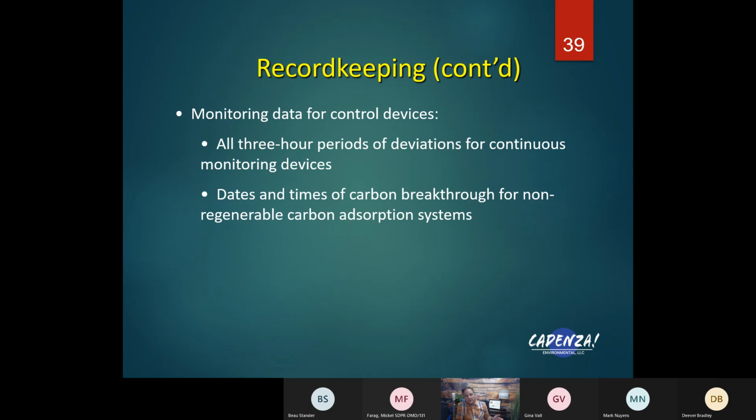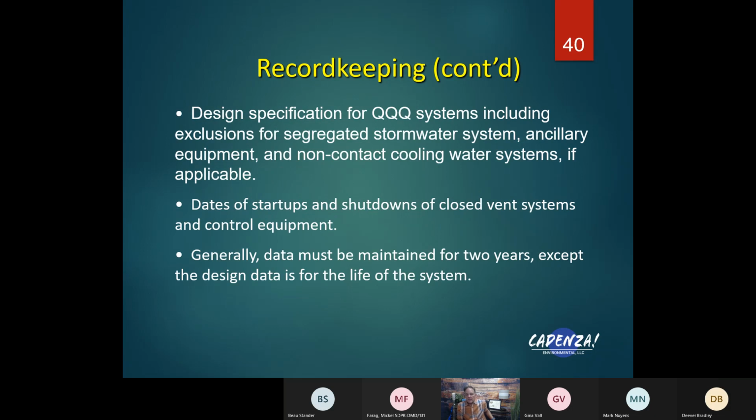Record keeping, monitoring data for control devices. So all 3 hour periods of deviations for continuous monitoring devices and dates and times of carbon breakthrough for non-regenerable carbon adsorption systems. So again, keeping records of all of that. Design specifications for QQQ systems, including exclusions for segregated stormwater system, ancillary equipment, and non-contact cooling water systems if applicable. So you need to keep all of this stuff, and you need to keep it readily available, I believe is what the regulation says.